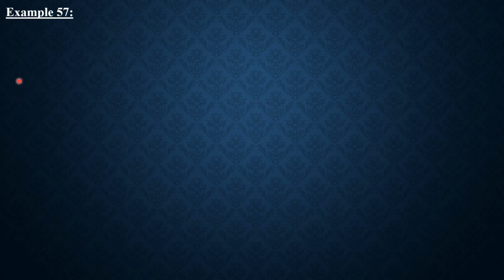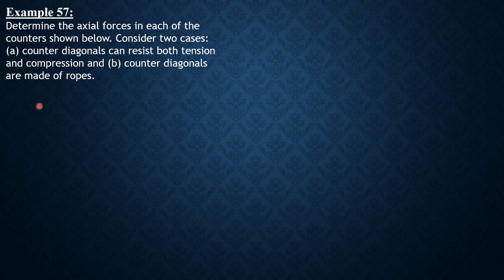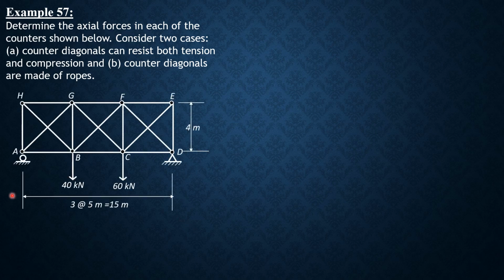Okay, example 57 is about indeterminate truss, approximate analysis of indeterminate truss. Determine the axial forces in each of the counters shown below. Consider two cases. Case A, counter diagonals can resist both tension and compression, and case B, counter diagonals are made of ropes. So this is the figure.